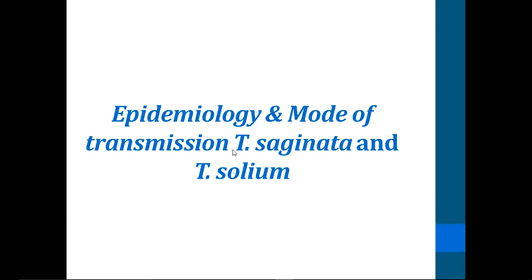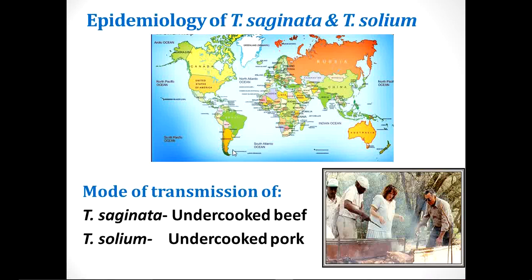Epidemiology and mode of transmission of both Taenia species. So the epidemiology is related mostly to the eating habits. Where the beef is commonly eaten, you're going to find Taenia saginata infection, and where the pork is more eaten, you're going to have Taenia solium infection. So these are the modes of transmission. And if we specifically talk about the endemic areas, they can be in Africa, South America.